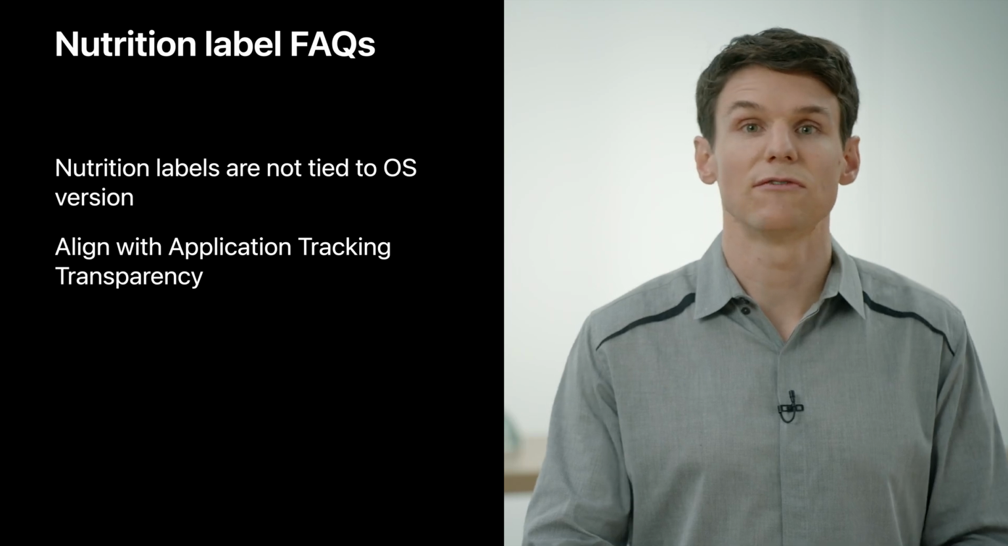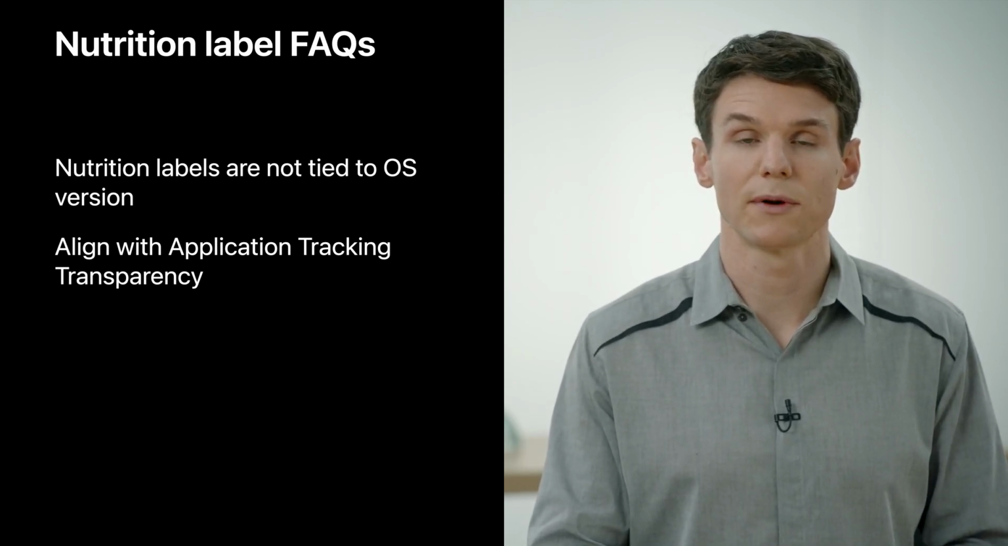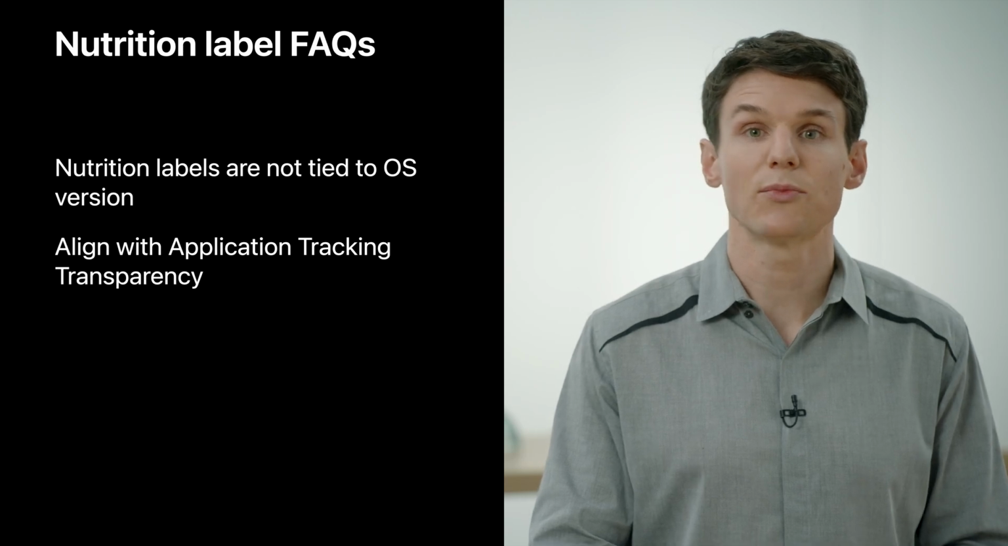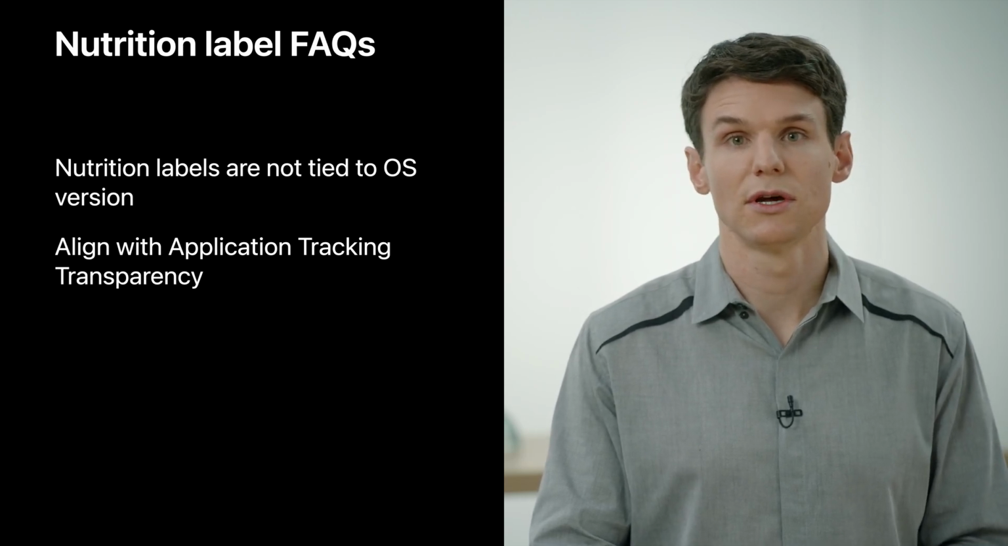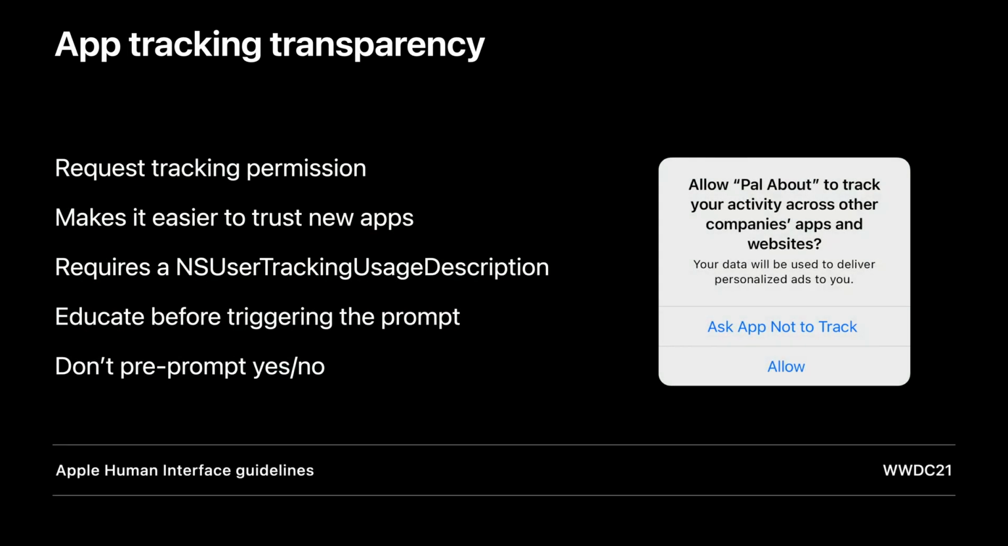Labels need to be inclusive of all your practices, all features, and all OS versions per platform. Labels must line up with your app tracking transparency usage, which brings me to the next topic. App tracking transparency was announced at WWDC21 and was required beginning in spring 2021 with iOS 14.5. Now people can choose whether they want to be tracked across apps and websites. This lets people more easily trust new apps, and existing ones too.